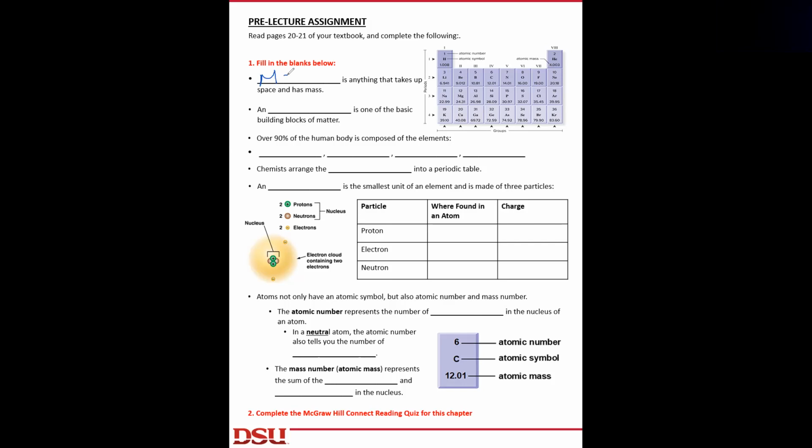Okay, matter. Matter is anything that takes up space and has mass. An element is one of the basic building blocks of matter. These are some of the elements on the periodic table. This is not the whole periodic table. Over 90% of the human body is composed of the same 4 elements, which you will see over and over throughout the semester: carbon, hydrogen, nitrogen, and oxygen.